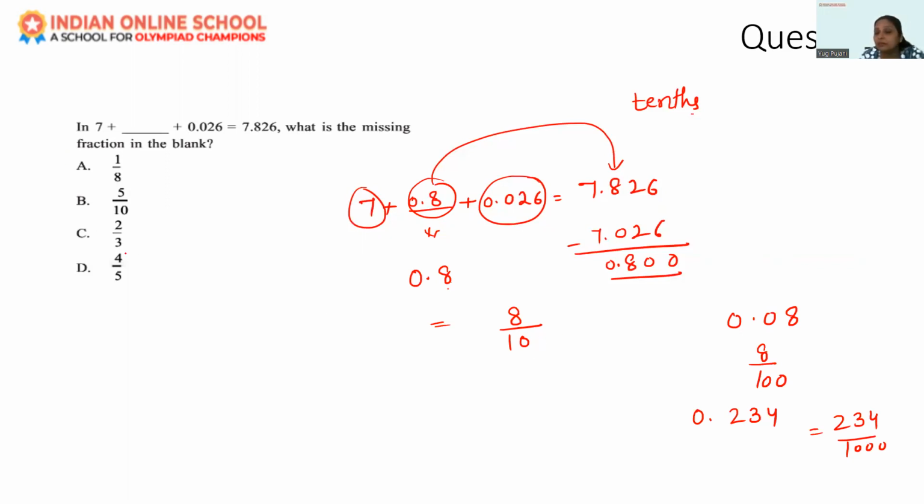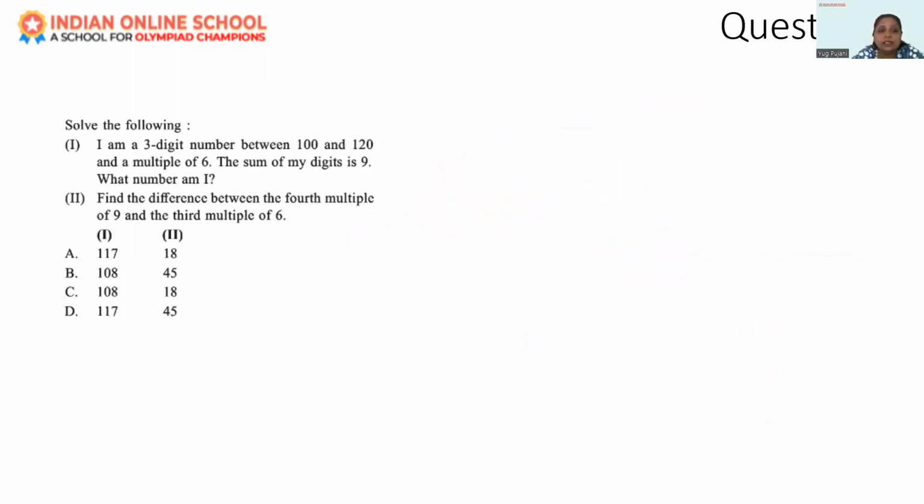No. So what do I have to do? So we can also change it into reduced form. So I will divide. Both come in the table of 2. So I will divide by 2. So I will get 4 by 5. Is 4 by 5 here? Yes. So your answer will be option D. Got it? So now let's start the third question.